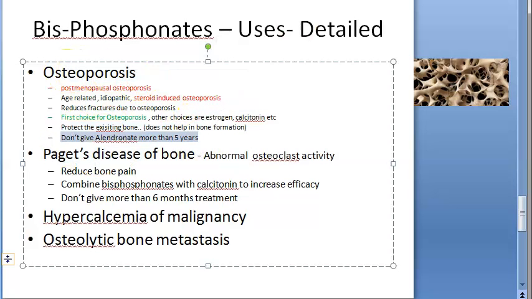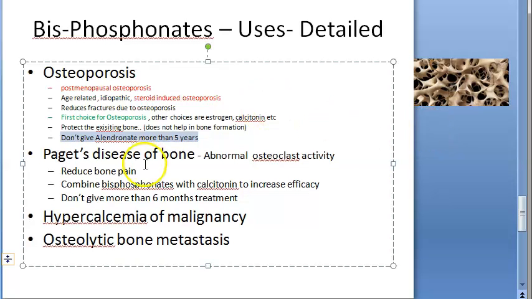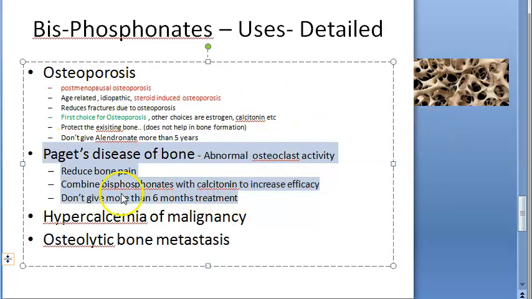Why, you know? Because alendronate has a T-half of 10 years. So you don't give it more than 5 years. That's why all these drugs are once weekly, once monthly, or just once a year. And in Paget's disease of bone, don't give more than 6 months of treatment.